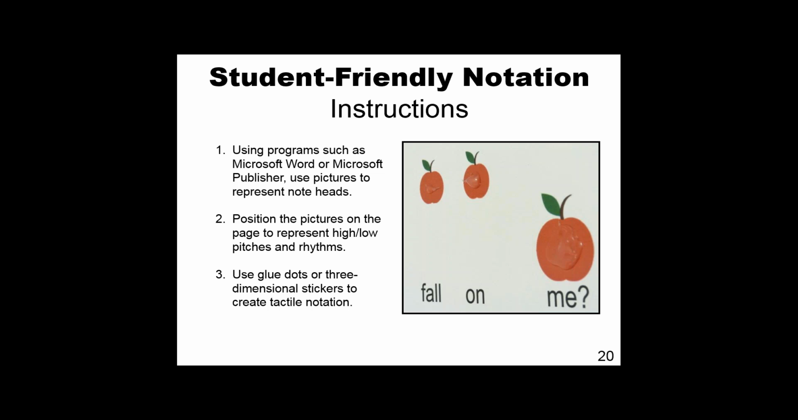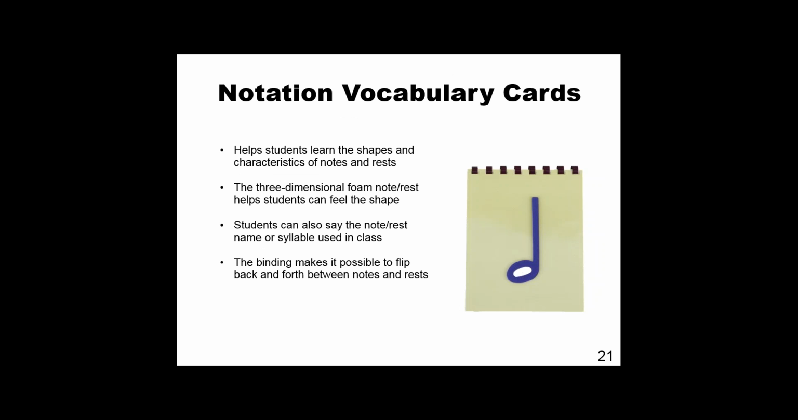So in this example, we sort of talked about pitch and rhythm. In this next example, we're going to be talking more about the notation. So what we have here are our notation vocabulary cards. And these I found help students familiarize themselves with actual notation. So those unfamiliar symbols of traditional notation are no longer unfamiliar. We're learning how to make them and what they look like and what they feel like.